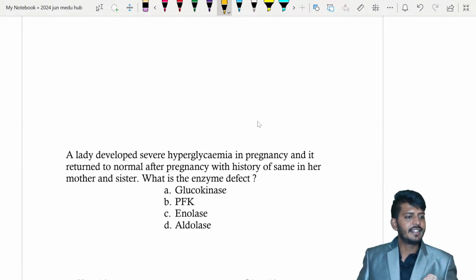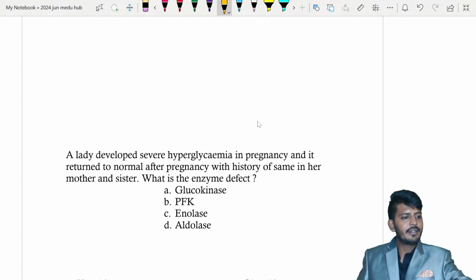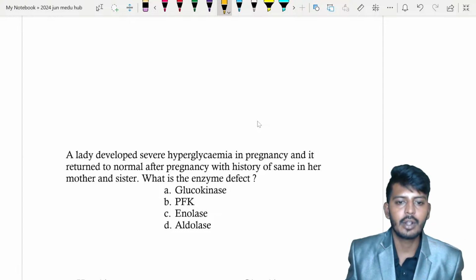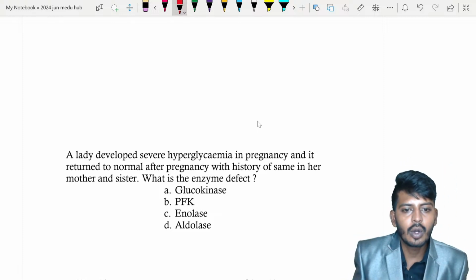Okay, Rinkesh says it is A. What about the others? Come on, guys, tell me the answer. Okay, don't worry. If you don't know the answer also, it's fine. So the answer is glucokinase.